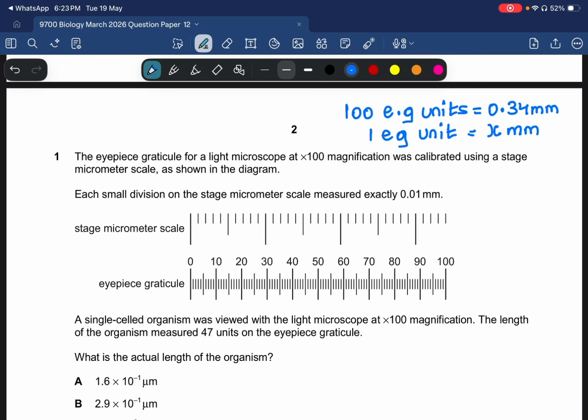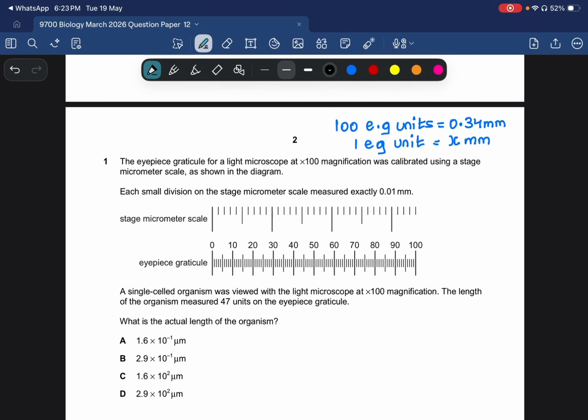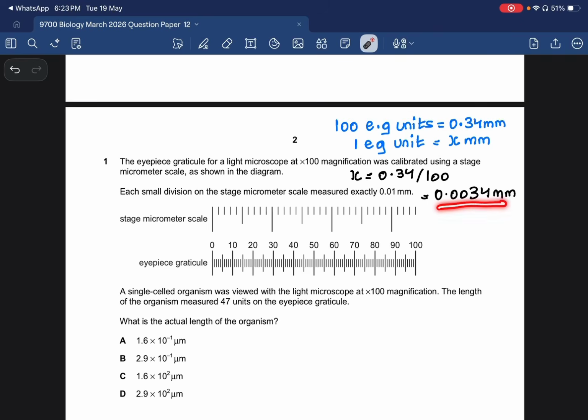So in that case, one eyepiece graticule unit is going to be equal to how many millimeters? Simple, just use the ratio method. Ratios are your best friend. Just cross multiply, right? So this basically becomes 0.34 divided by 100, which is equal to, I'm just going to use my calculator to be extra safe, 0.0034 millimeters. This is what one small eyepiece graticule division, the smallest division, is equal to: 0.0034 millimeters.